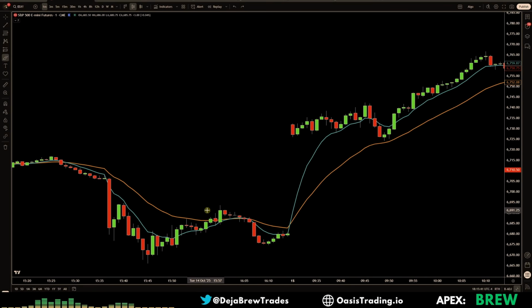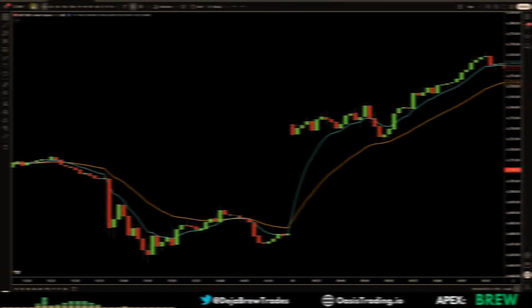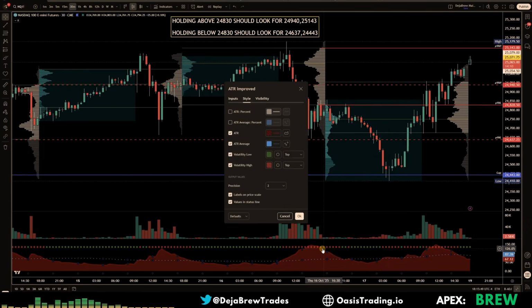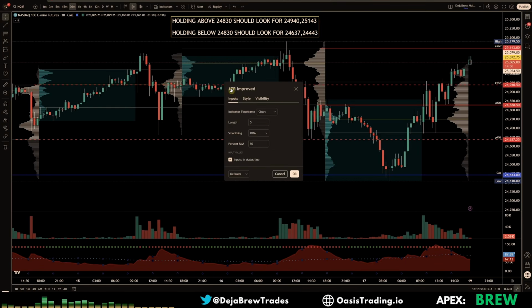If the volatility is, let's say, an average of 5 points, which, by the way, for volatility, the indicator that I like to use is an ATR indicator. I actually made one on TradingView for free. If you guys type in ATR improved, I have an indicator that I coded for you guys. It's open source. You can see the source code. You guys can use it for free.